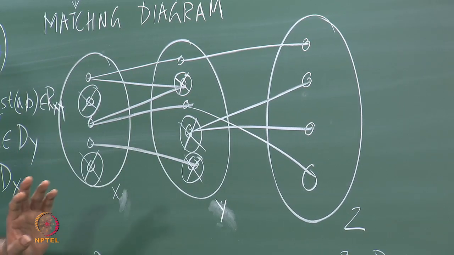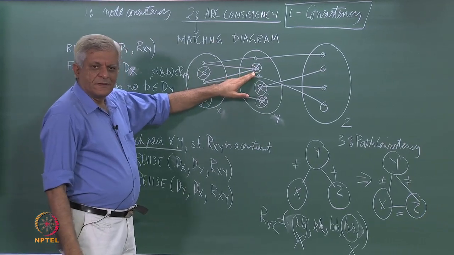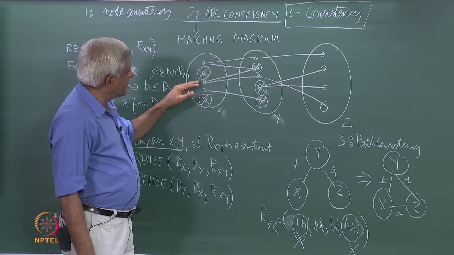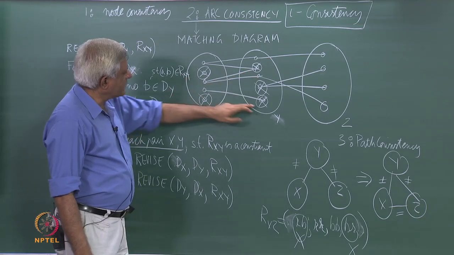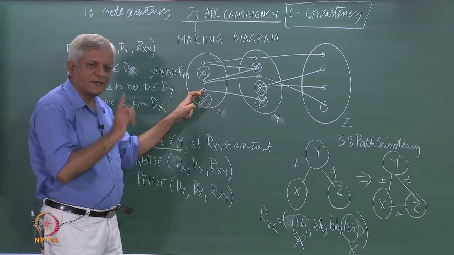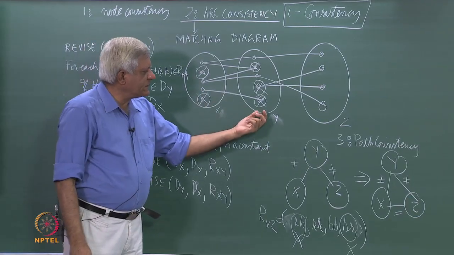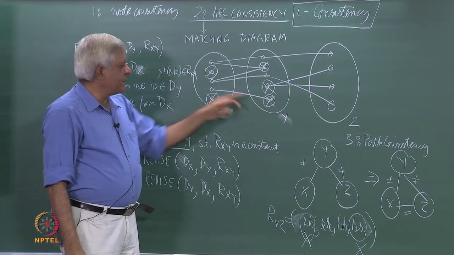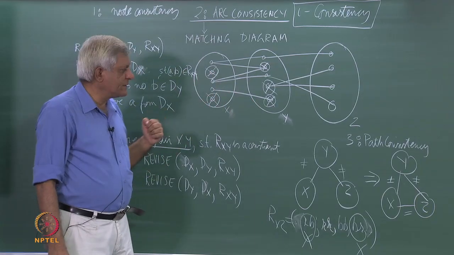So, this is gone. But you see what has happened, the moment I have deleted this value, well this still has one left here, but this one does not have a matching value here. So, I did something for revise xy, but now when I did revise yz, I deleted a value of y and this value of x does not have anything left. So, at least one more call to revise I will have to make essentially.